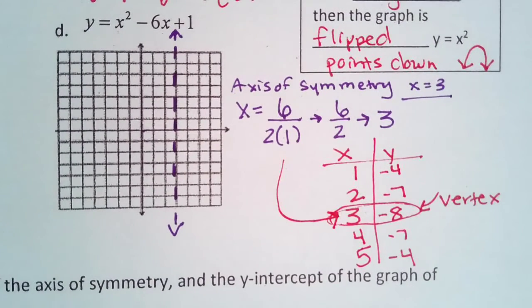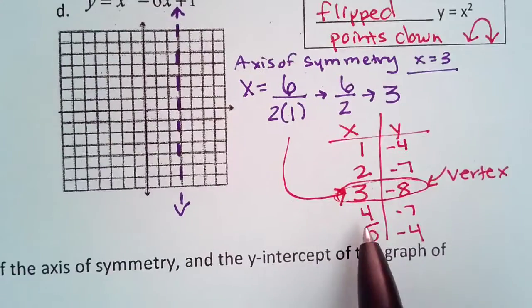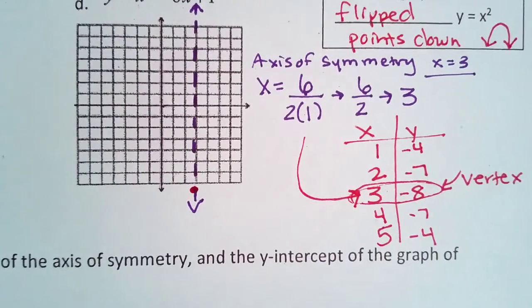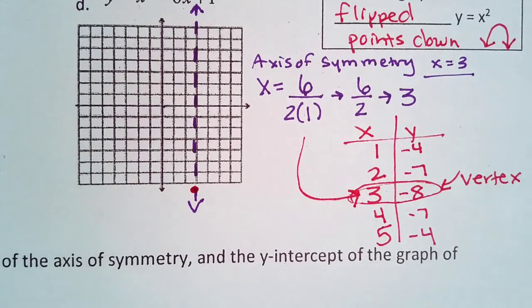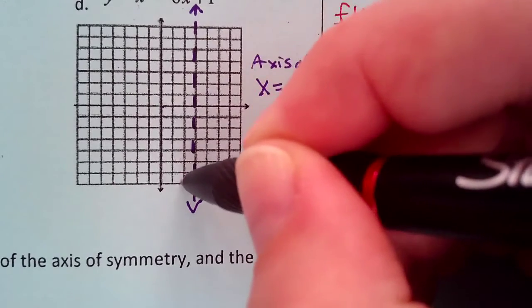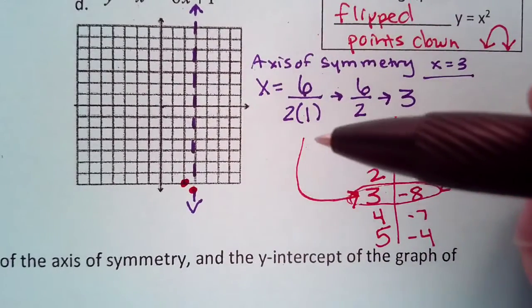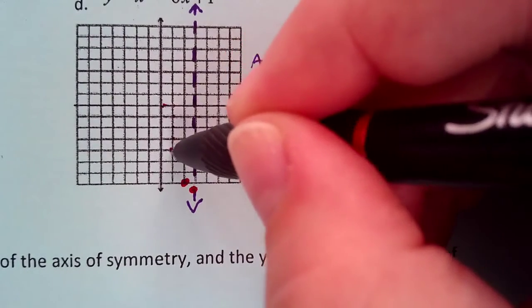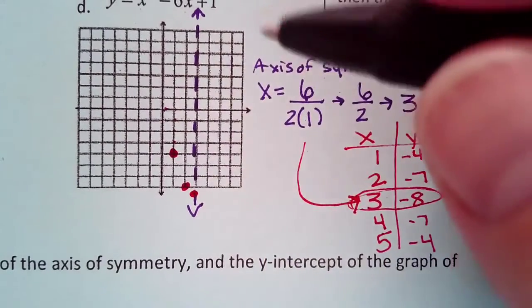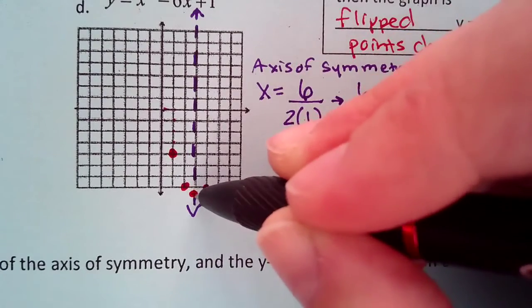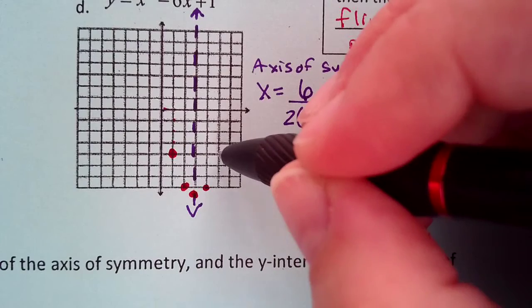Okay, so let's go ahead and graph these now. So 3, negative 8. So right 3, down 8. Again, it's going to go just barely off the graph, so I'm just going to eyeball it. 2, negative 7. Right 2, down 7 would be about here. 1, negative 4. Right 1, down 4, here. 4, negative 7. Right 4, down 7's here. 5, negative 4 is here.